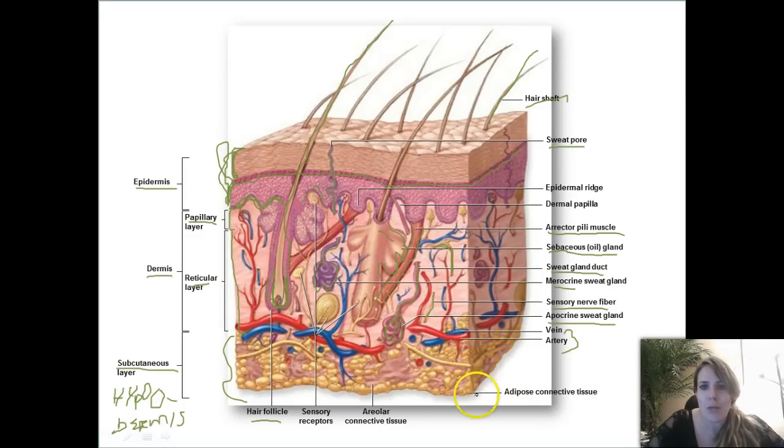And then, of course, we said the hypodermis, the subcutaneous layer. You have adipose connective tissue, so that's all the yellow stuff here. You guys know adipose connective tissue. You're experts on it by now.